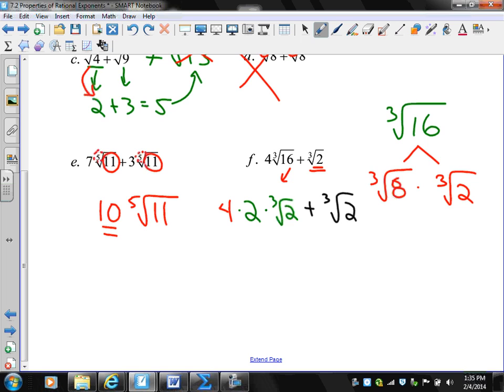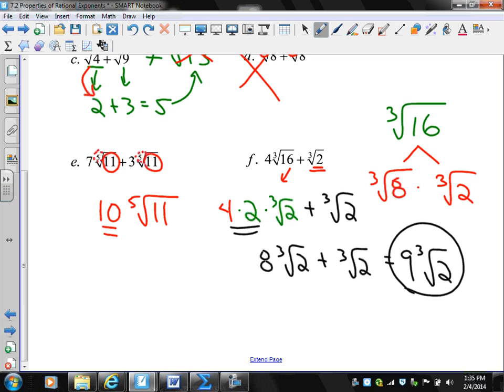So I'm just going to do a little multiplying here. I'm going to get 8 cube roots of 2 plus 1 cube root of 2. And I'm going to get 9 cube roots of 2 out of this. So again, as it turned out, I can't actually combine these. I just needed to recognize that that term right there, that cube root of 16, was not simplified. And I can go ahead and actually complete the problem.